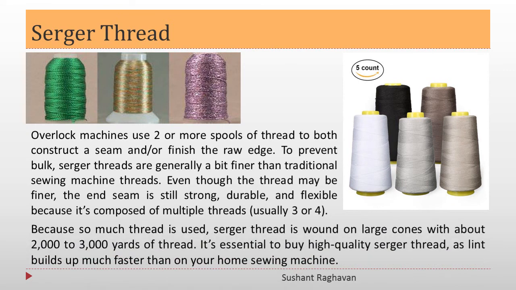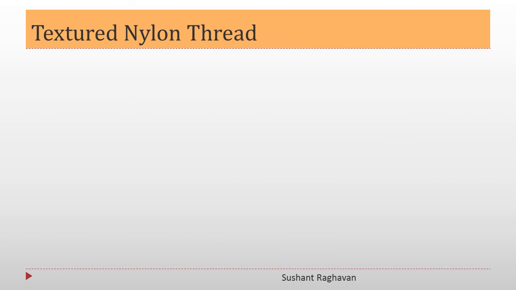Because so much thread is used, serger thread is wound on large cones with about 2000 to 3000 yards of thread. It's essential to buy high quality serger thread as lint builds up much faster than on your home sewing machine.